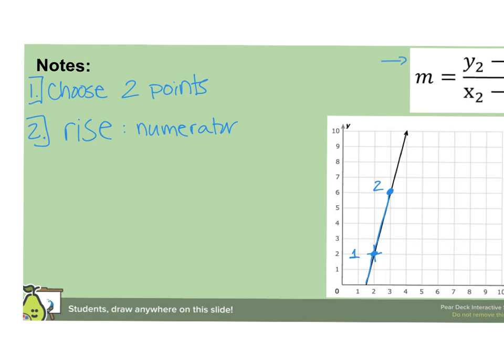Okay, so we're just going to count it out. And make sure you know what you're counting by. So for the y-axis, we're counting by 1s. And for the x-axis, we're counting by 1s. So perfect. So I go up 1, 2, 3, 4. That's my numerator.